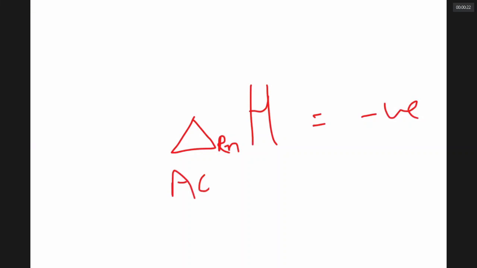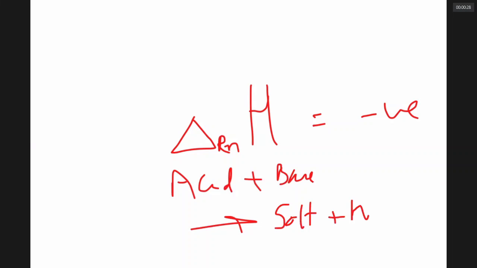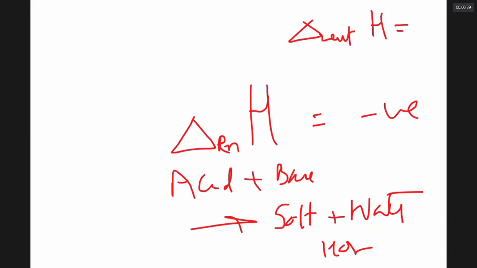You take an acid and react it with a base. Will there be a reaction? Yes, sir. If you feel the solution, will it become hot, yes or no? Yes, sir. This is called neutralization. Here, enthalpy of neutralization is negative.